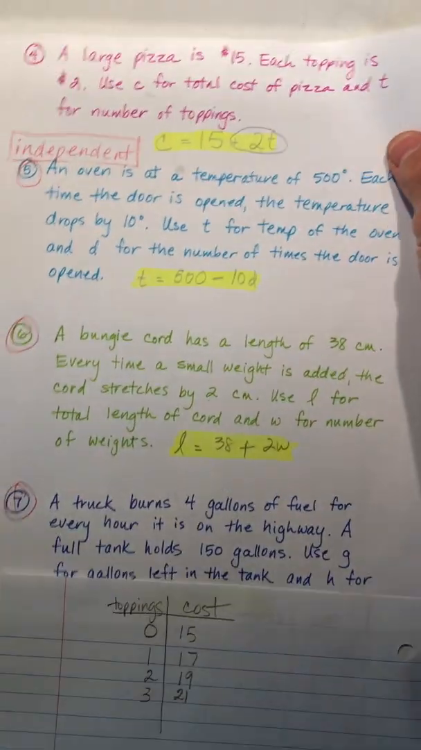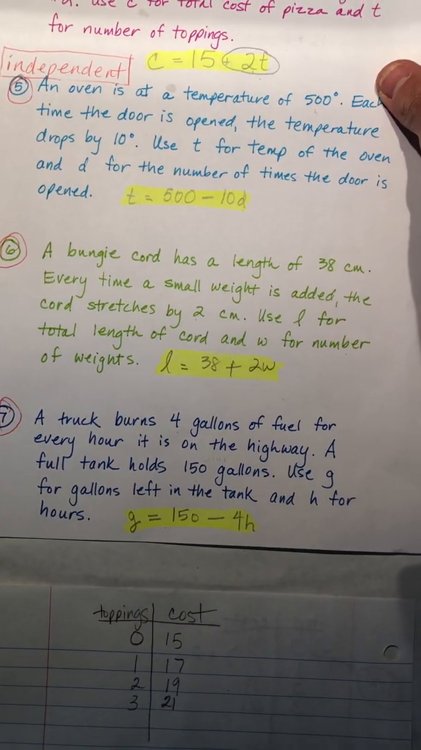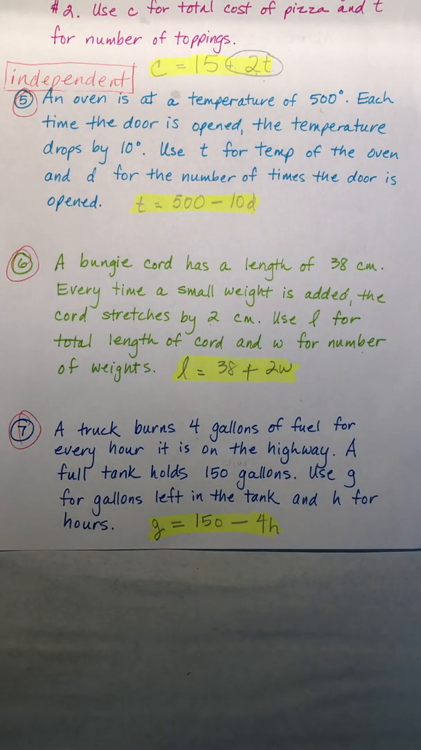Okay, so I'm looking for some solid thinking on these independent ones. So 5, 6, and 7 you're doing on your own. And you're going to do great with this.